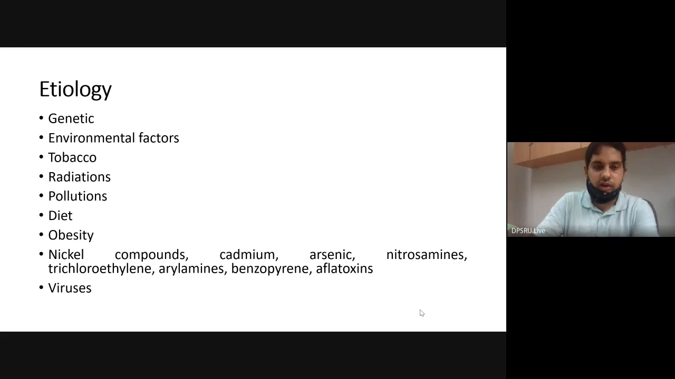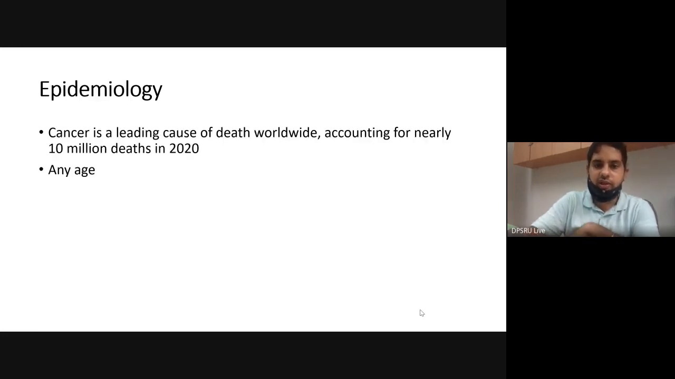About the etiology and epidemiology: as per the WHO, cancer is the leading cause of death worldwide, accounting for nearly 10 million deaths in 2020. It's 2020 data, 10 million deaths in 2020. And cancer can happen at any age. It's not only an older age disease or a young age disease. It can happen in children also. We have seen children detected with cancer.